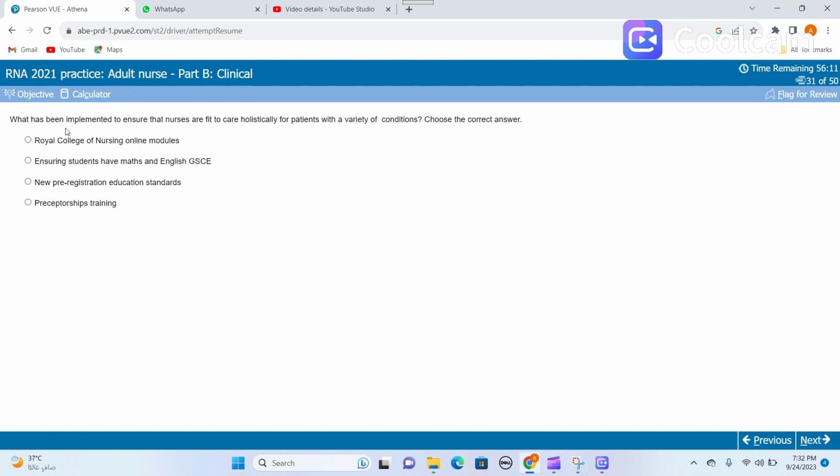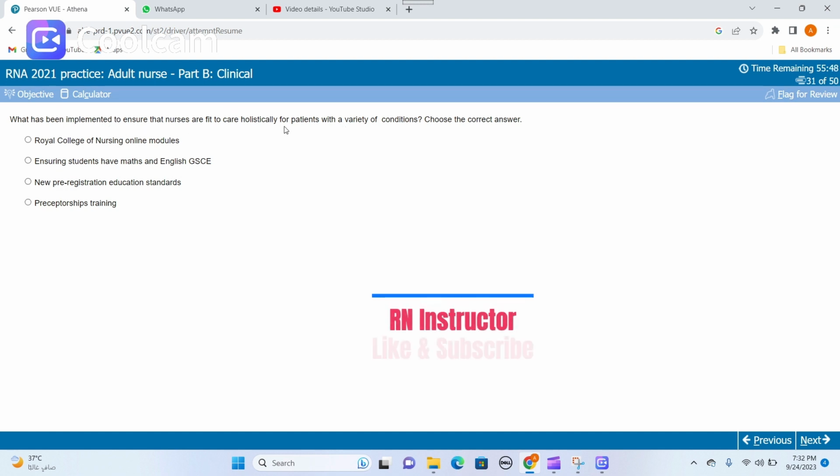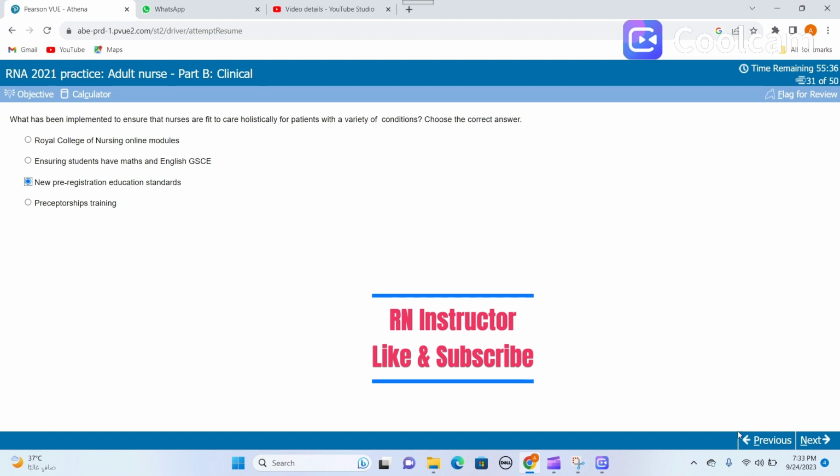What has been implemented to ensure that nurses are fit to care holistically for patients with a variety of conditions? Royal College of Nursing online modules. It's for all the nurses. So we are talking in general, not with one particular college. Ensuring students have math, English. No, it's not related to English. Implementing to ensure fit for holistic patient care, so it's not related to any English. New pre-registration educational standards. Okay, can be a suspected answer. Preceptorship training. So this will be the.